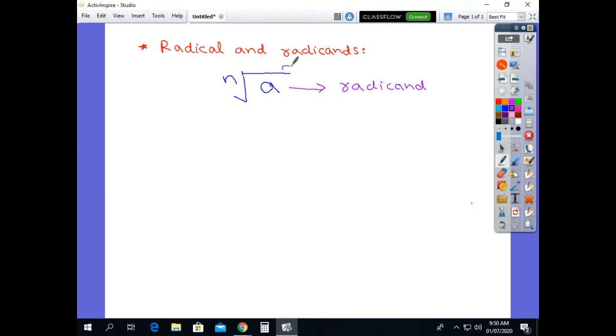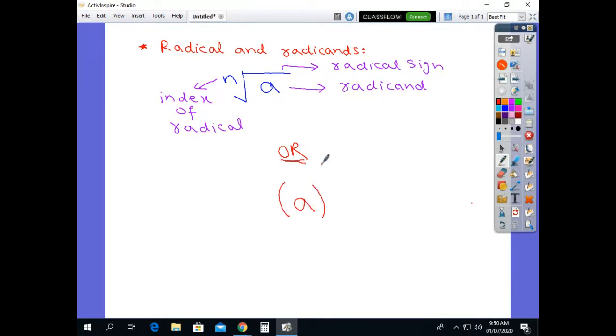This sign is radical sign, and this n is index of radical. This is called index of radical. Now we write this number into exponential form. How do we write it into exponential form? We write it into exponential form as a raised to power 1 by n.